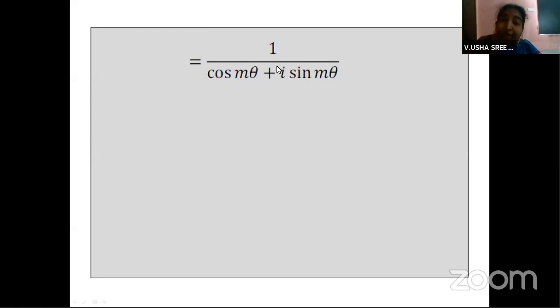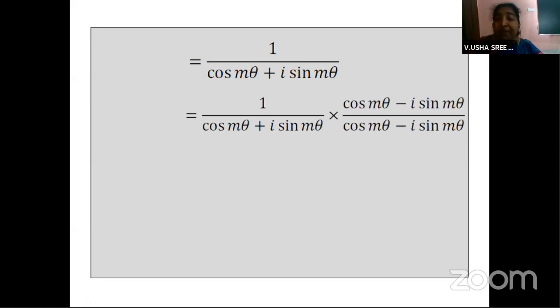But we cannot have i in the denominator. Therefore, we will multiply and divide by its conjugate. So I'm multiplying and dividing with cos mθ minus i sin mθ by cos mθ minus i sin mθ.